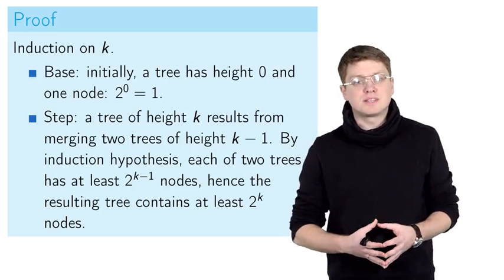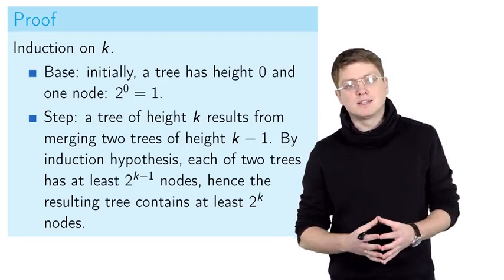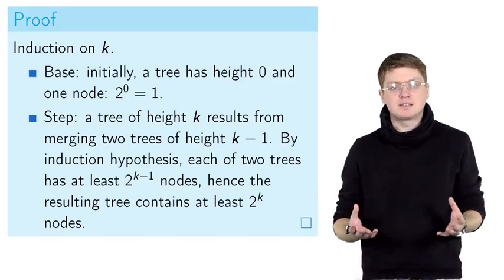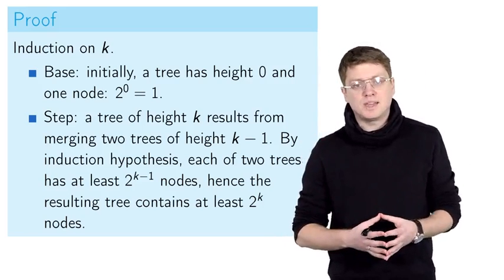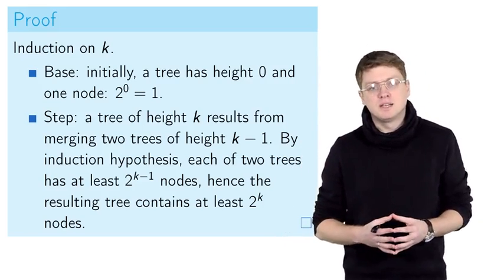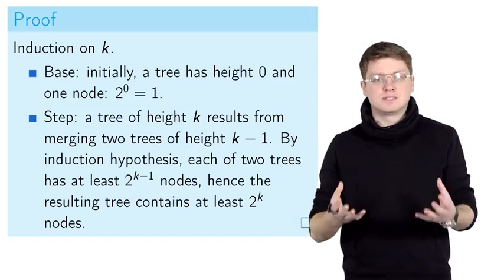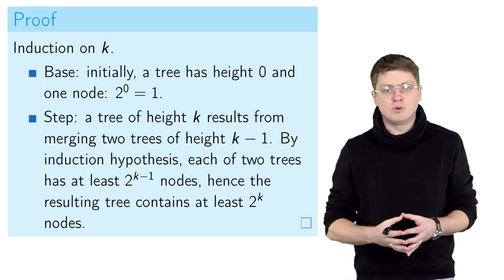Here we're going to prove the second lemma by induction on k. Recall that we prove that any tree of height k in our forest contains at least 2 to the k nodes. We're going to prove this by induction on k. When k is equal to 0, this means that we have a tree just of height 0, which means that it contains just one node. So in this case, the statement clearly holds.